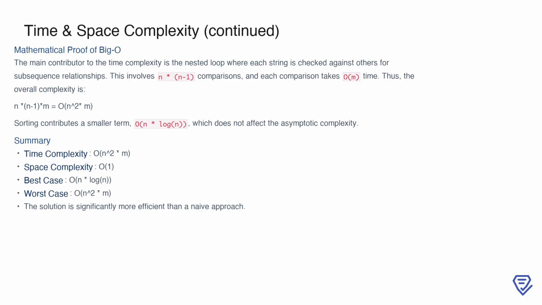Summarizing, the time complexity is O(n*m), and the space complexity is O(1). The best case occurs in O(n*log n), while the worst case reaches O(n*m). This solution is not only more efficient than the naive approach but also balances time and space usage effectively.